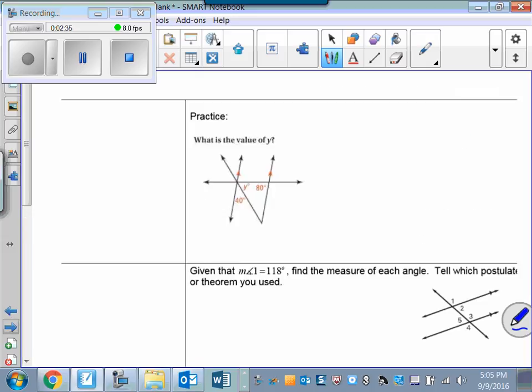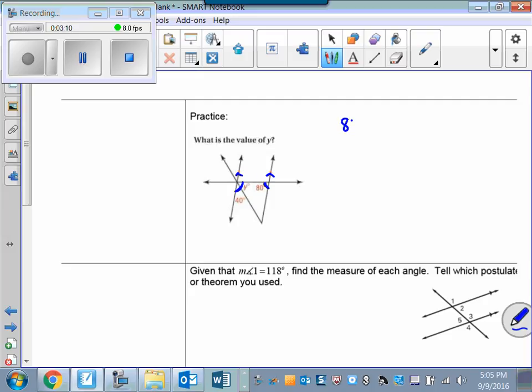All right, so let's do some practice. What is the value of y in this picture? How are we going to do this problem? Well, let me think about this for a second. Let's think about it this way. What do I know about this angle here and this angle right here? If I look here, I've got parallel lines. So what kind of angles are those two angles that I have highlighted there? They're same side interior angles, right? So what do I know? I know that they're supplementary.